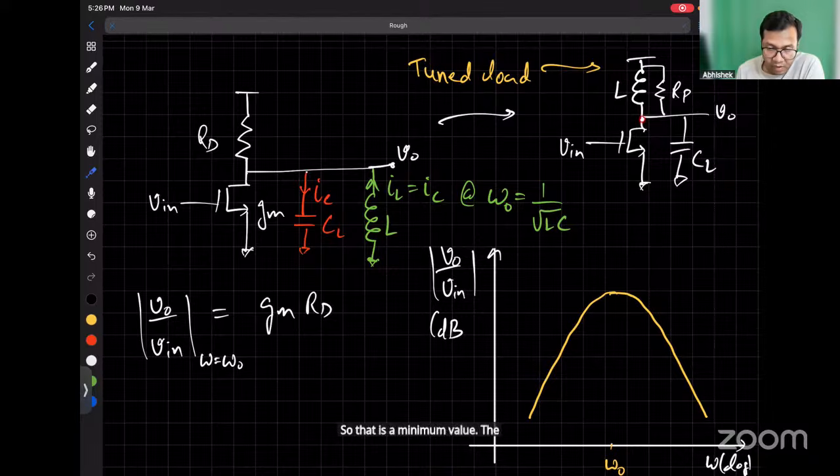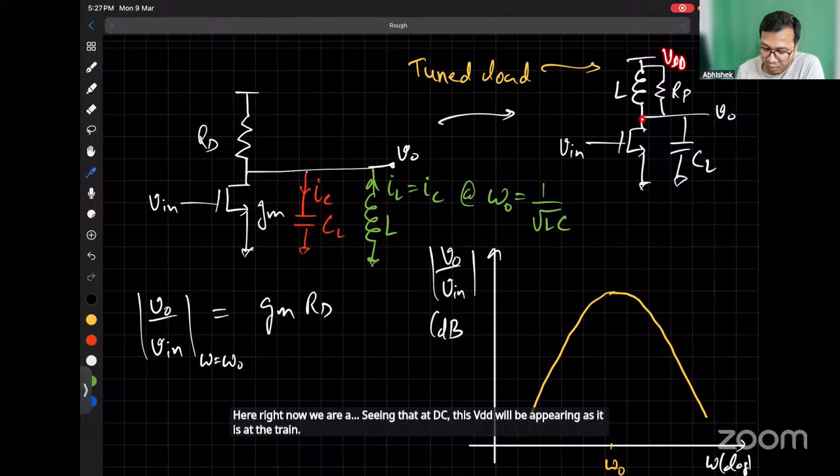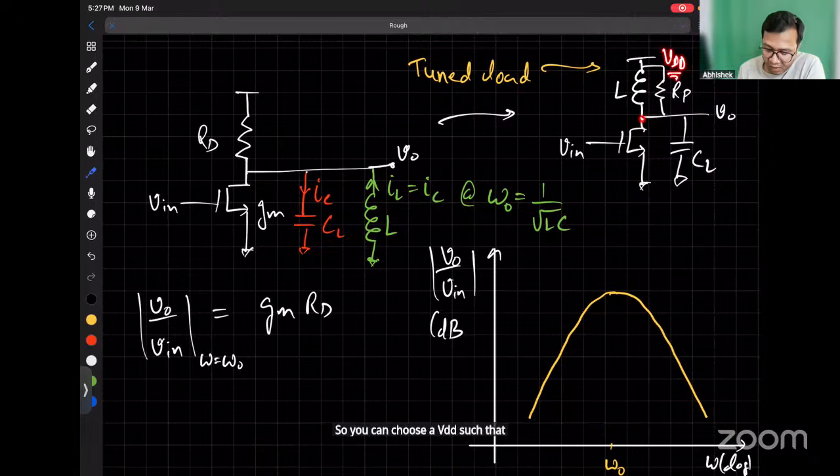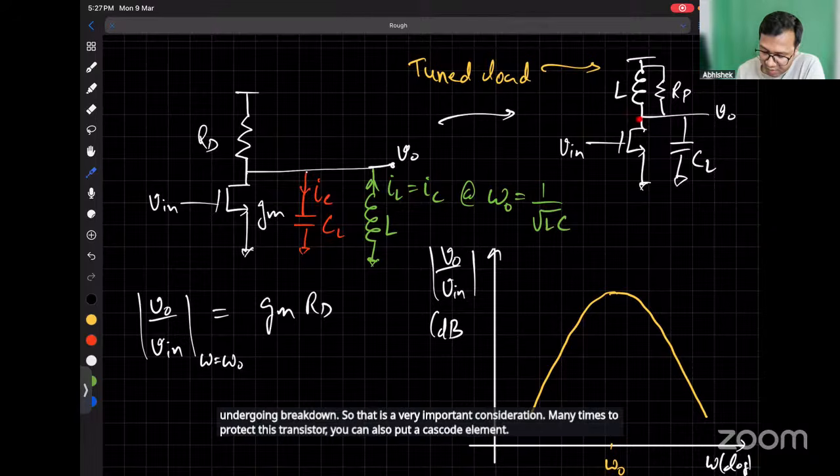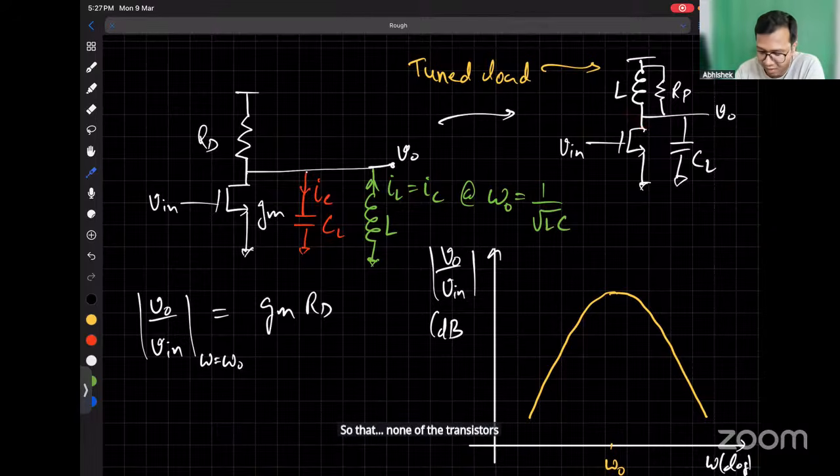The maximum value depends on the breakdown. Right now we are seeing that at DC, this VDD will be appearing as it is at the drain. So if you are going to have some swing, that swing is going to be on top of this VDD voltage. So you can choose a VDD such that even when there is a swing, the MOSFET is not undergoing breakdown. That is a very important consideration. Many times to protect this transistor, you can also put a cascode element so that none of the transistors will be seeing voltage across the terminals exceeding the rated value.